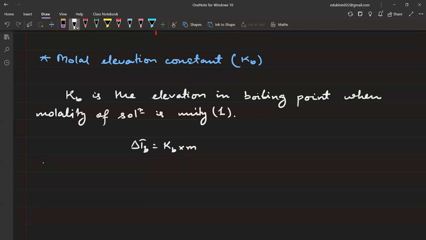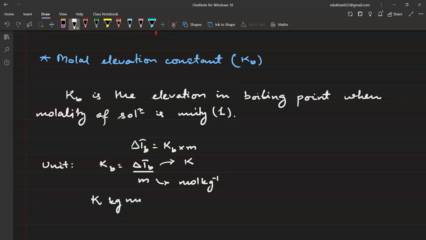Now, the unit. For the unit, KB will be equal to delta TB divided by m. The unit for delta TB will be Kelvin. The unit for molality will be mole per kg. Now kg inverse will go above and the unit of KB will become Kelvin. Kelvin is always a capital K, and kg is a small k. Kelvin kg per mole. This is the unit of KB.